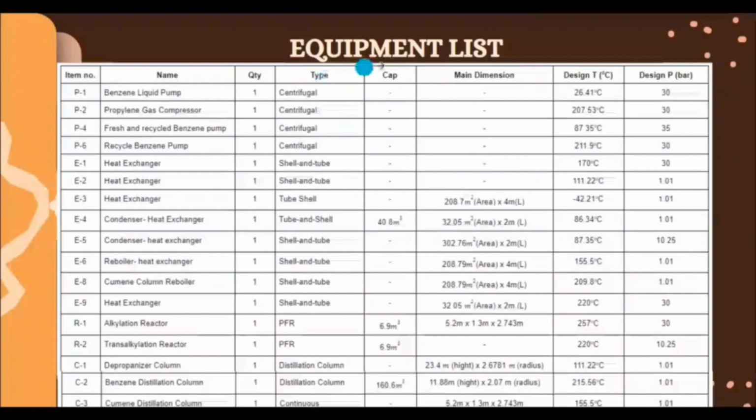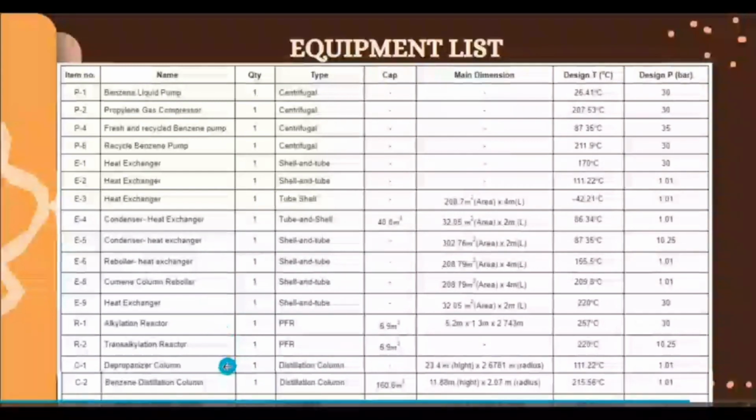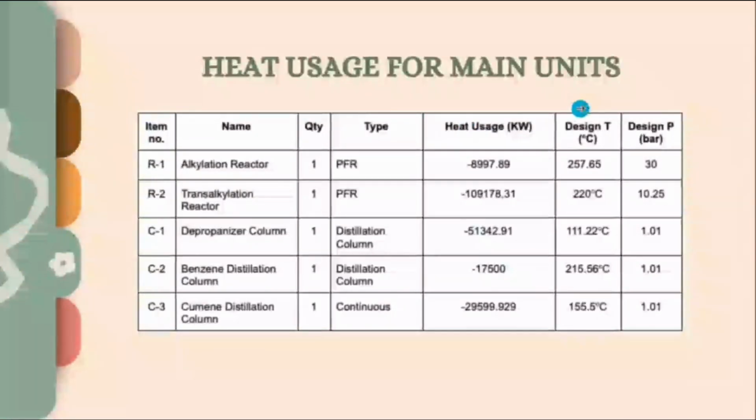This is the draft of the equipment list involved in the process for now. We have 4 pumps, 4 heat exchangers, 2 condensers, 2 reboilers, 2 reactors, a column, and 2 distillation columns. The detailed equipment design and sizing will be continued next semester. Next, this is the heat usage for the main units calculated from Excel. For the alkylation reactor, a negative value in a chemical reaction indicates that the reaction is releasing heat to the surroundings, as it is an exothermic reaction.